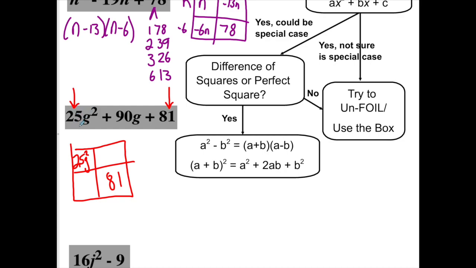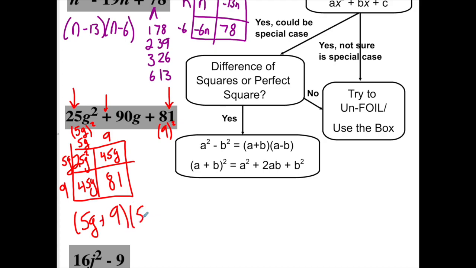So 25g squared, well, this is 5g squared, and 81, well, that's 9 squared. So let's try 5g and 5g, and since this is a positive, 9 and 9. When I do that, 9 times 5, that's 45. And when I take the 45g and the 45g, I get 90g. So perfect. So it's 5g plus 9 times 5g plus 9, which we need to write as 5g plus 9 in parentheses squared.